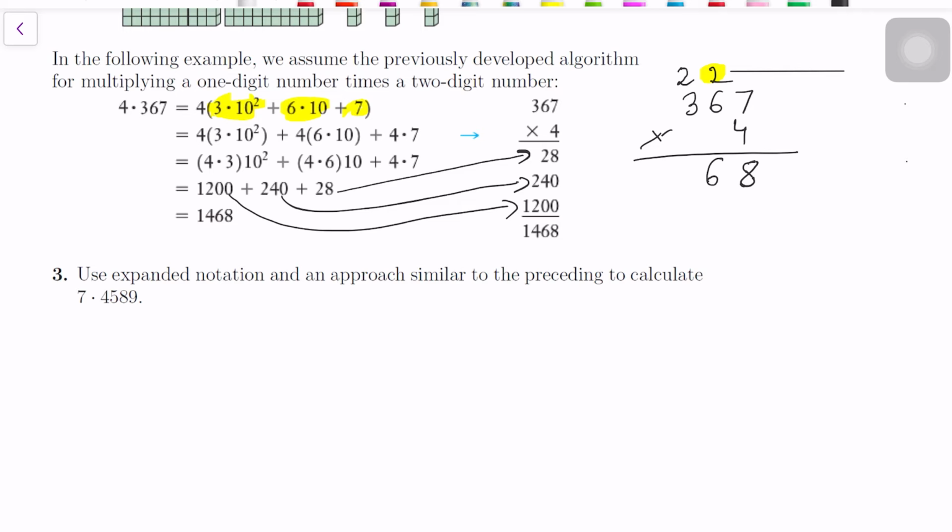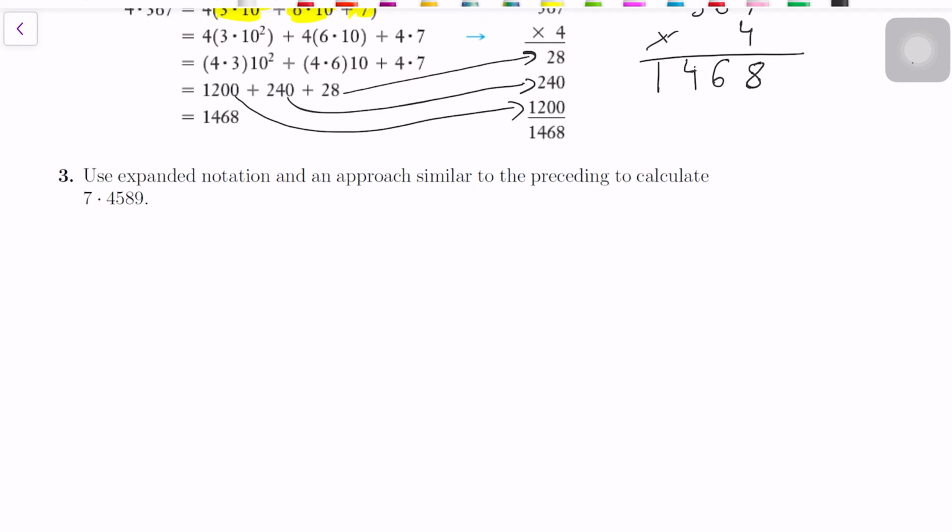And then 4 times 3 is 12, right? Which now I'm really counting how many flats I have. So 4 times 3 is 12. Add 2 flats that I set aside from the previous operation. So combined I have 14 flats. But 14 flats is really 4 flats and 1 block, right? So that's why it went to the next place. And that, of course, is the same 1468 as with the standard algorithm, with the expanded algorithm.